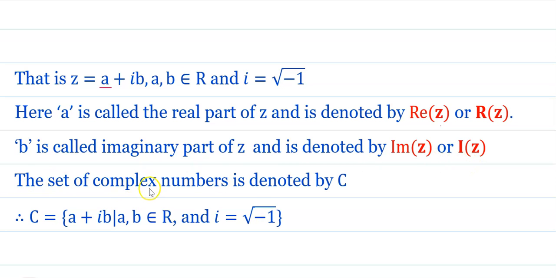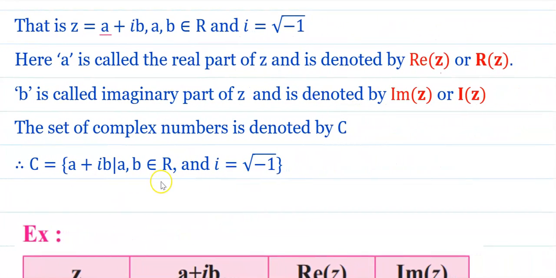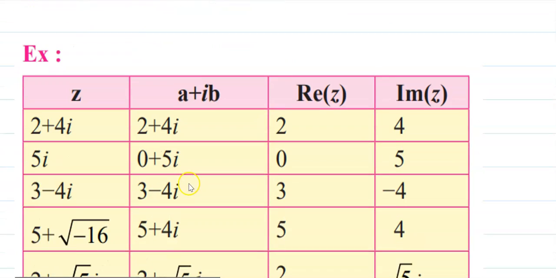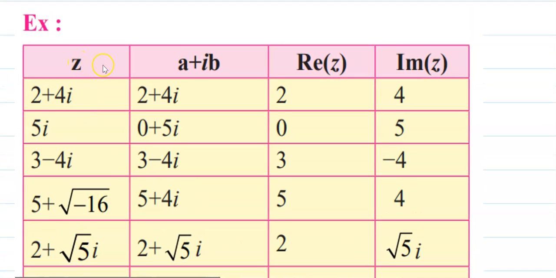The set of complex numbers is denoted by capital C. Okay, C is equal to, in curly brackets, a plus ib such that a, b belong to the set of real numbers and i is equal to root of minus 1. This is the set of complex numbers. It is denoted like this.